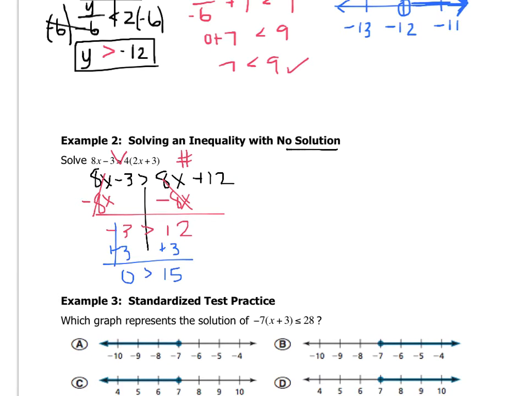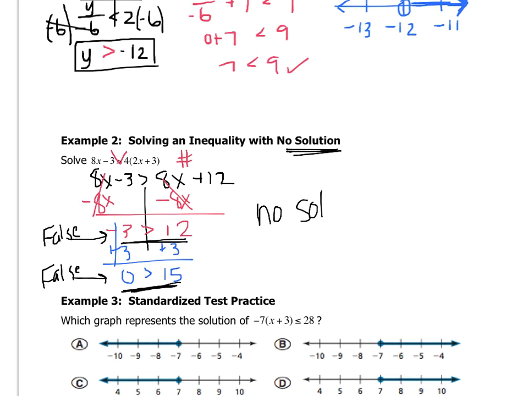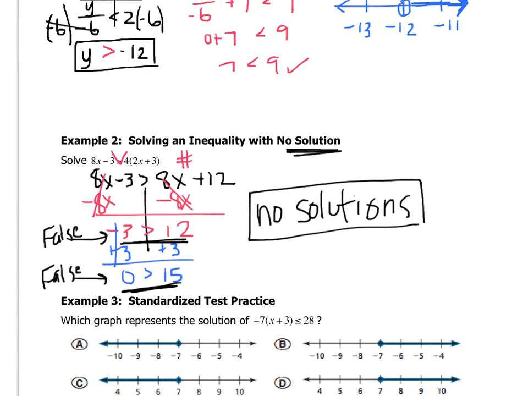No matter what point you stop, this is false. This is not true. This also, if you wanted to stop here, is also not true. That's false. Anytime you get a false statement, then you have no solution. So you're looking for something where this is not true. -3 is not greater than 12. 0 is not greater than 15. So the answer to this one is that there's no solution. So while many inequalities have multiple solutions, this one has no solution.